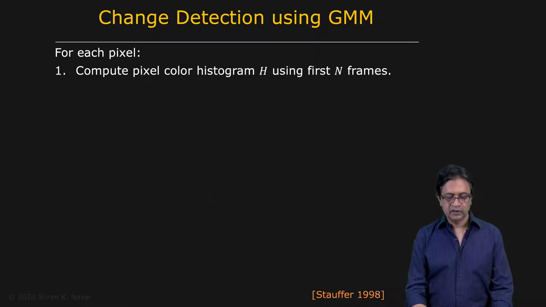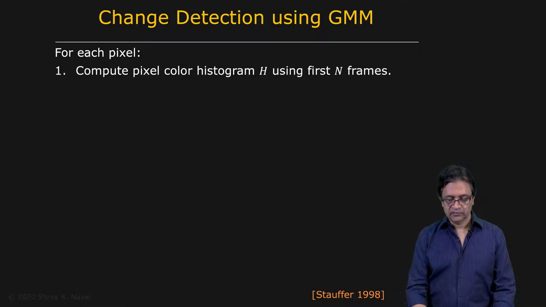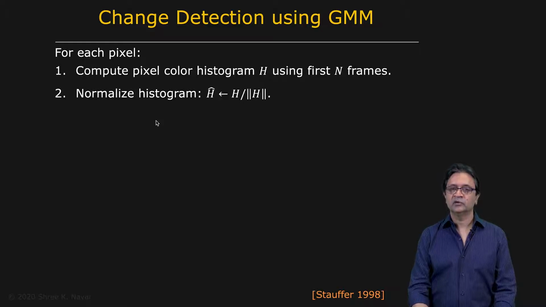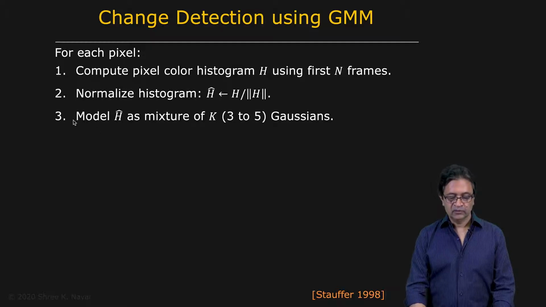For each pixel, let's say we are functioning in color space, RGB, we compute a pixel color histogram H using, say, the first n frames of the video. And then we're going to normalize this histogram. We need to normalize to make sure that it's actually a distribution. So that's H hat. So now we're going to fit a GMM to H hat.